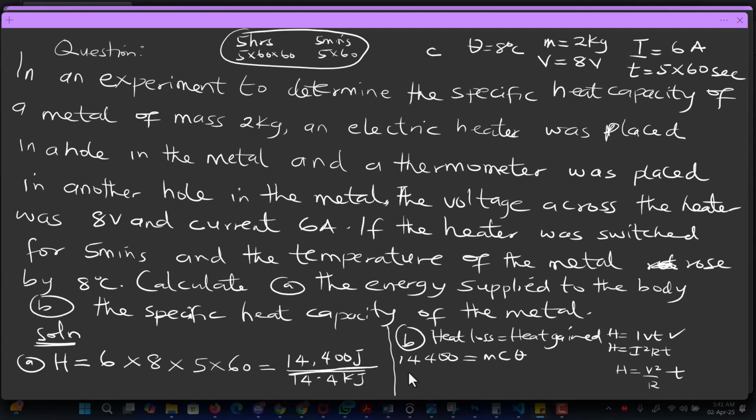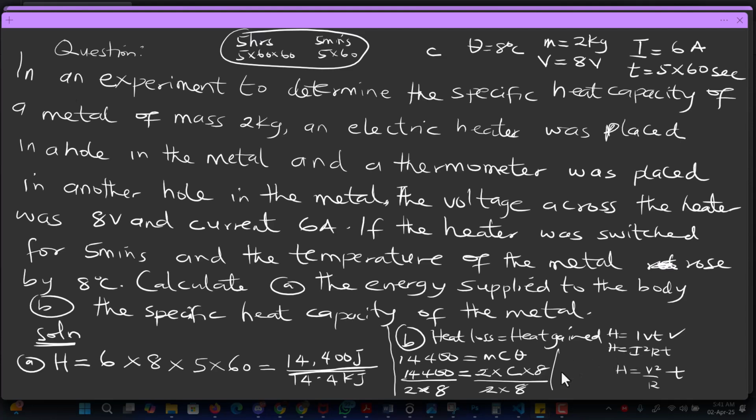So quick one. I will just say 14,400 is equal to, my mass still remains my 2 kg, times my C, which is my specific heat capacity, times my temperature change, which is 8. So what next am I going to do? I'll just divide both sides by 2 times 8. Cancel 2, cancel 2. Cancel 8, cancel 8. So what do I have here now? What do I have?